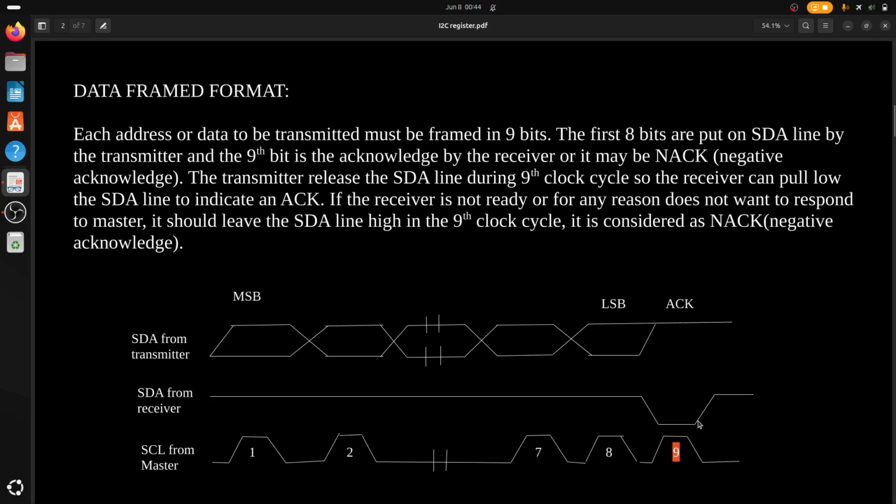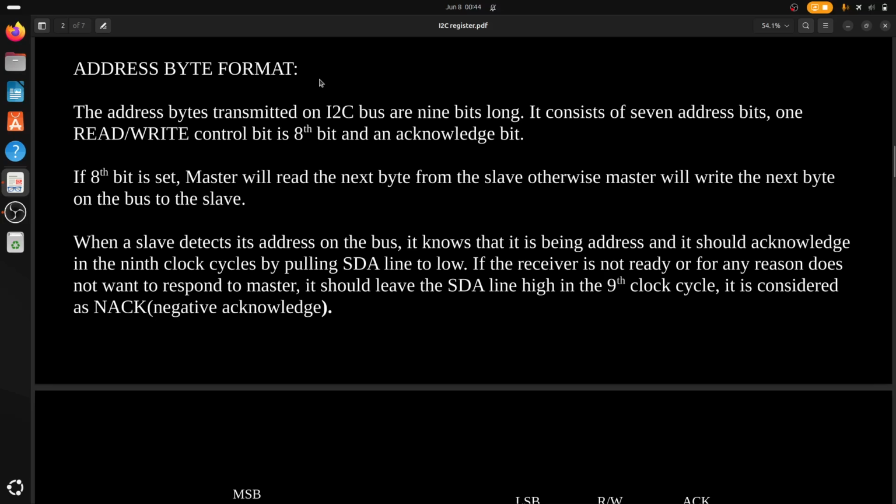And then the address byte format. In the address byte format, the master sends 9 bits. Out of these 9 bits, only the first 7 bits are the address bits of the selected device, and the 8th bit is the read-write control bit. Read means you are receiving data from the selected device. That means you are reading, right? When you read a book, you are receiving data from your book. Likewise, when the master reads data, it is receiving data from the selected device.